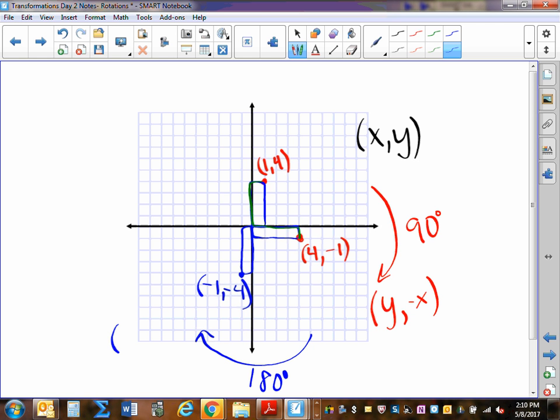Did my x and y flip-flop? No, they stayed put, but what happened? They both got negated. Good. So 180 degrees from my very original, I just simply negate both of them.